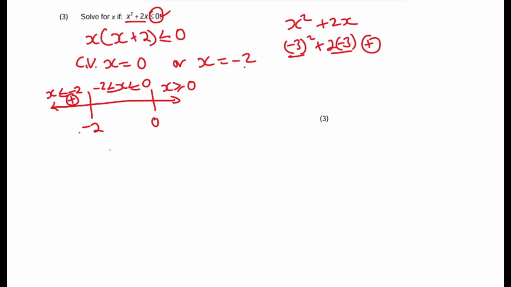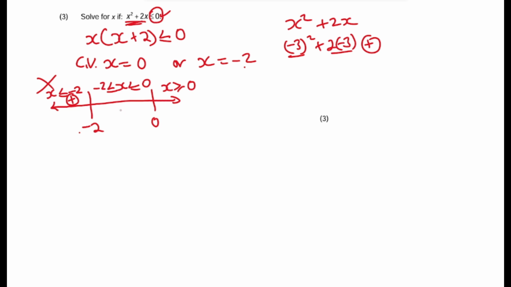Greater than 0 means positive, right? So when x is less than -2, this function is positive. It's above the x-axis, so it's out. We want where it is going to be 0 or less. Let's put a number between -2 and 0.